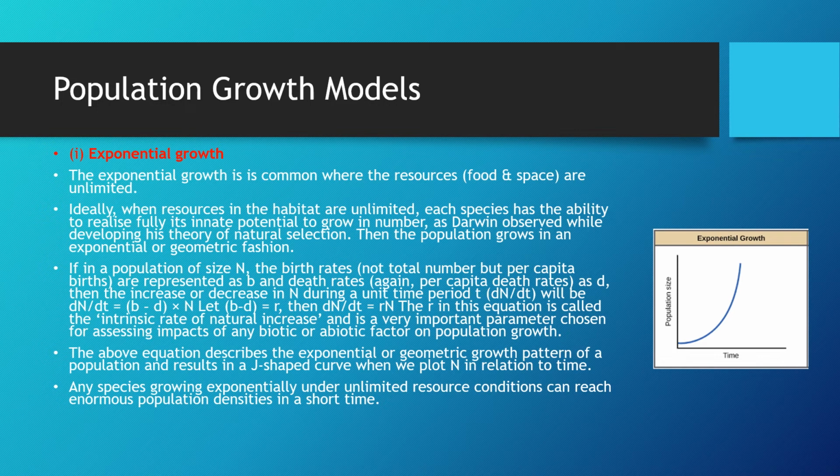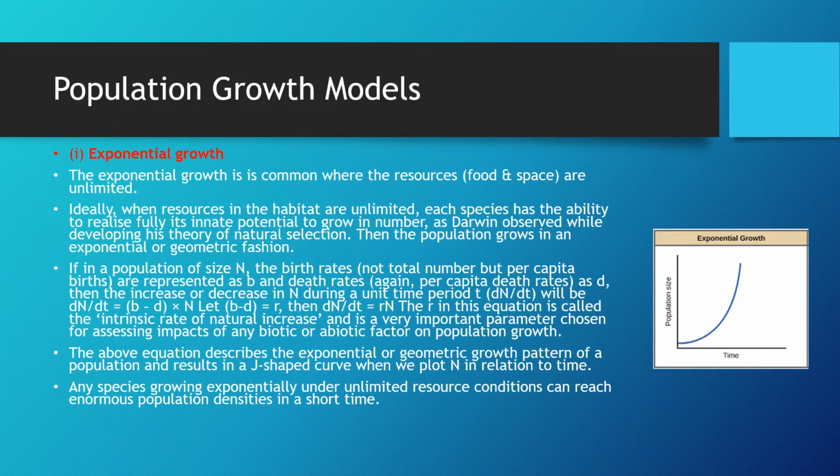If in a population of size N, the birth rates are represented as b and death rates as d, then the increase or decrease in the population size during a unit time t, dN/dt, will be (b minus d) times N. Let b minus d equal r, then dN/dt = rN.